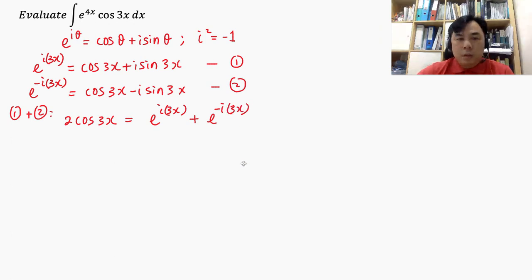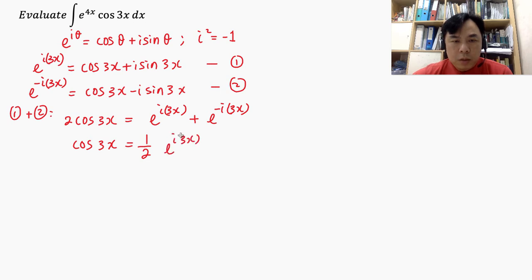So from here, I will be able to obtain an expression for cosine 3x in terms of its complex number form, or Euler form in this case, which is 1 over 2 times e to the i 3x plus e to the negative i 3x. Now there you have it. That is my cosine 3x.